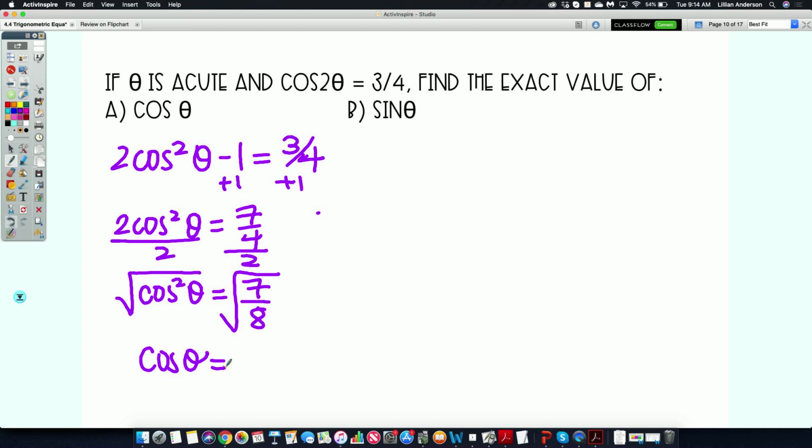Now, can I take the square root of 7? So the top becomes the square root of 7, but the bottom becomes what? 2 square root of 2, because the square root of 8 simplifies down to be 2 square root of 2.